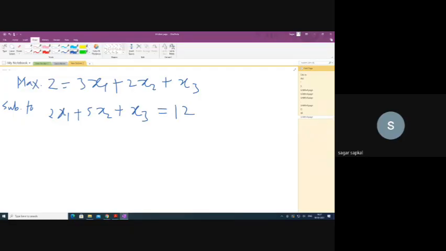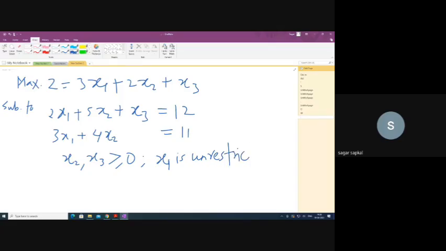Second is 3x1 plus 4x2 is equal to 11. And what is written here is x2 and x3 greater than or equal to 0 and x1 is unrestricted in sign. Unrestricted means unrestricted in sign. Is it okay? Don't get the problem?